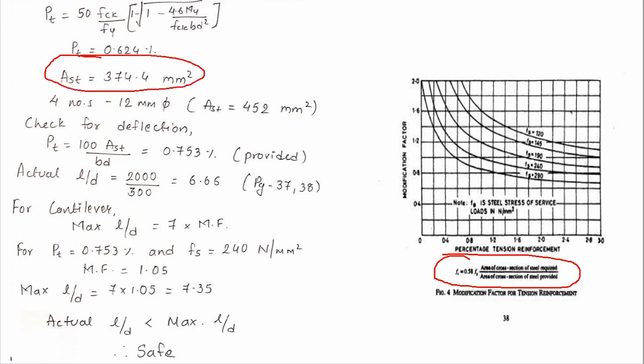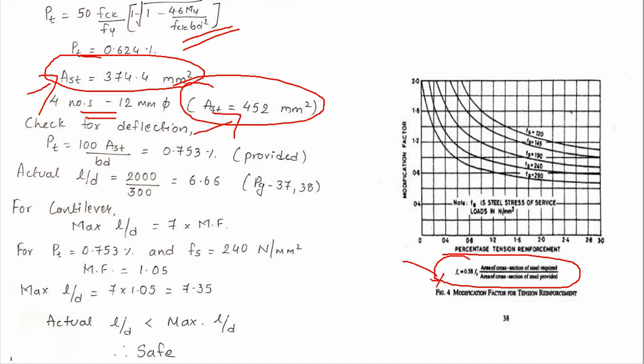This value was AST required, and the area of steel provided. Provided means the value that we'll be getting from a steel table. Again, the required value we get from the equation of PT, and the provided value we get from the steel table after selecting the number of bars. So substituting everything in this equation, we get Fs to be 240 Newton per mm square. That means this curve will be referred to.